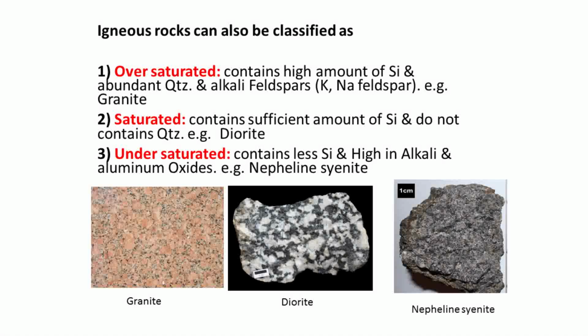Igneous rocks can also be classified as oversaturated, which contains a high amount of silica and abundant quartz and alkali feldspars such as sodium and potassium feldspars, example granite. Saturated contains sufficient amount of silica and does not contain quartz, example diorite. The third one is the undersaturated, which contains less silica, high in alkali and aluminum oxides, example nepheline syenite. You can see the granite, diorite and nepheline syenite images here.